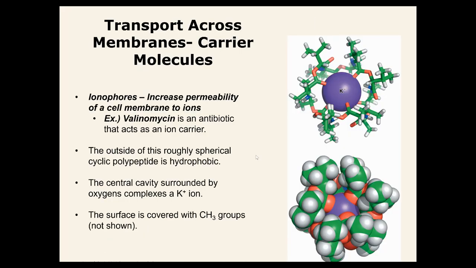Okay, so one of the key ideas is to ask the question, what kind of species will have trouble getting through the membrane? And the answer to that will be charged or polar molecules. So an ionophore is a type of carrier that helps ions cross the cell membrane. So in this case, this is an example. Valinomycin is an antibiotic that acts as an ion carrier.